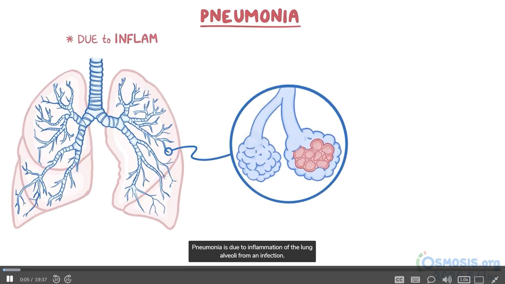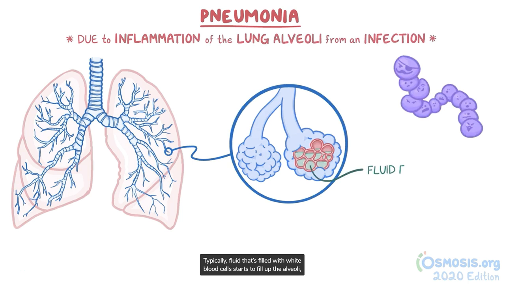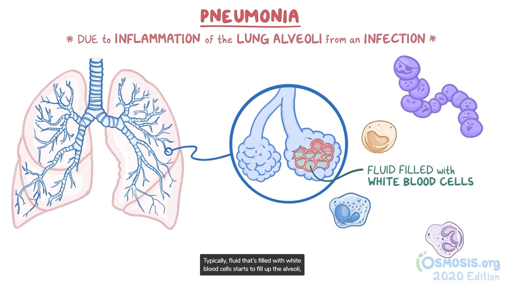Pneumonia is due to inflammation of the lung alveoli from an infection. Typically, fluid that's filled with white blood cells starts to fill up the alveoli. And that inflammatory fluid essentially replaces the air that's normally in the alveoli, and that fluid interferes with gas exchange.